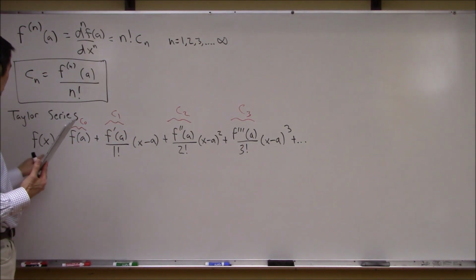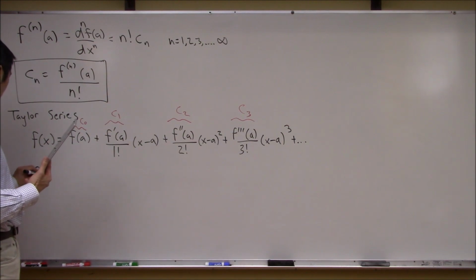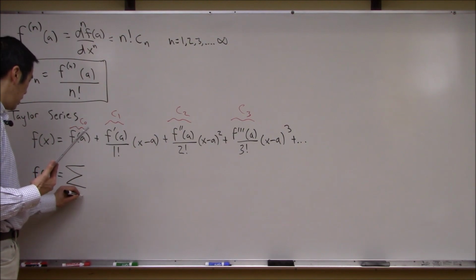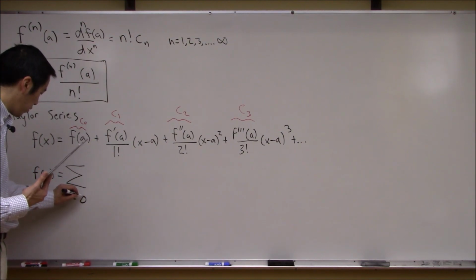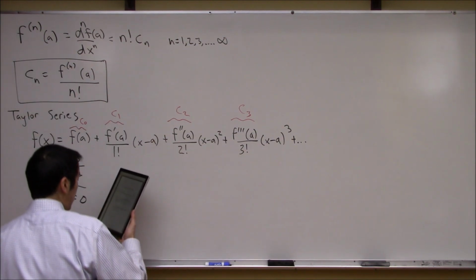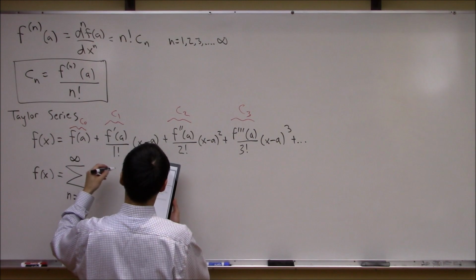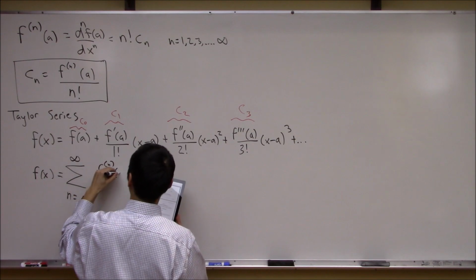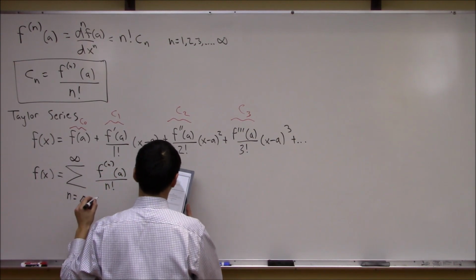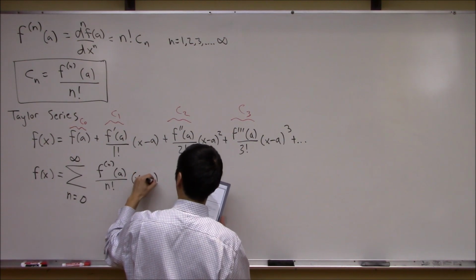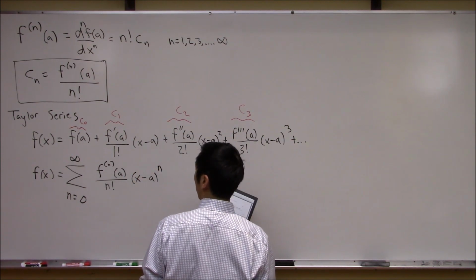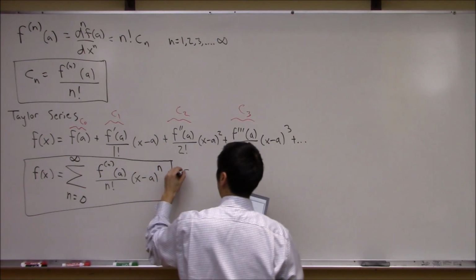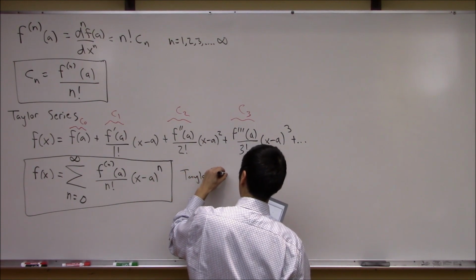is that the Taylor series says that f of x is given by the sum from n equals 0 to infinity of the coefficient, which we've got right here: f to the n, evaluated at point a, all over n factorial, times (x minus a), with a being our expansion point again, to the nth power. So if we box this up, this is our Taylor series.